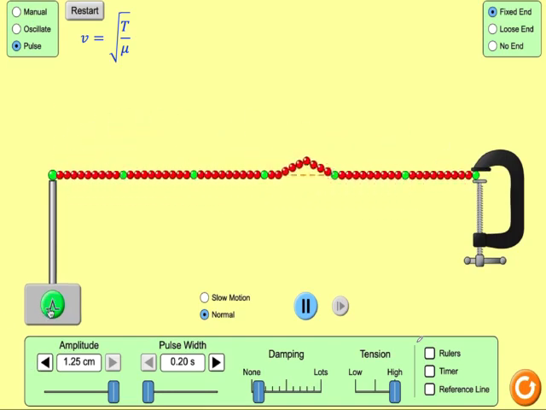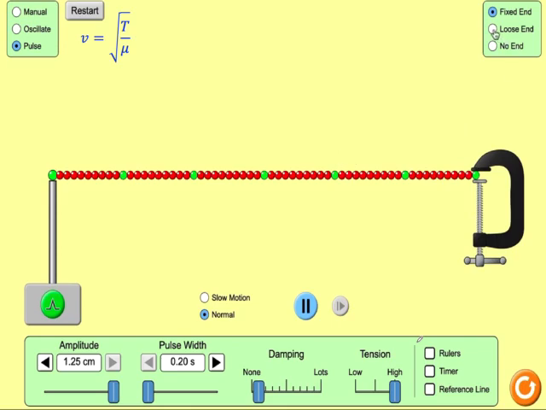You'll notice the wave gets smaller and smaller because I do have a little bit of dampening turned on. If you turn that off, it would go on forever. So that's what happens if it hits a more dense end, it gets inverted. If it comes as a crest, it bounces back as a trough. If it comes as a trough, it bounces back as a crest as it returns.